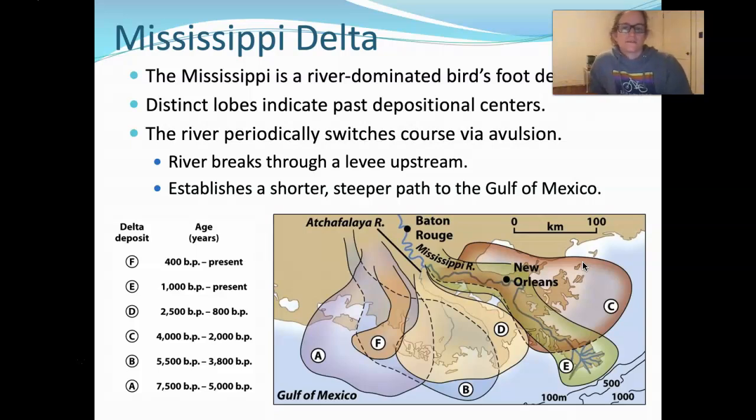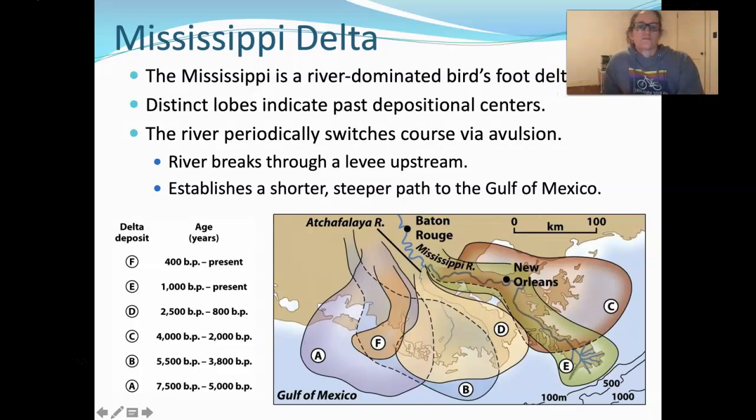All right, the Mississippi Delta is this one here, and it's what's called a river-dominated bird's foot delta. So here is the... A, B, C, D, E, F. Oh yeah, F is the Atchafalaya River. So F is 4,000 BP, before present. And so that's the Atchafalaya Delta, and then the Mississippi Delta is over here at E.